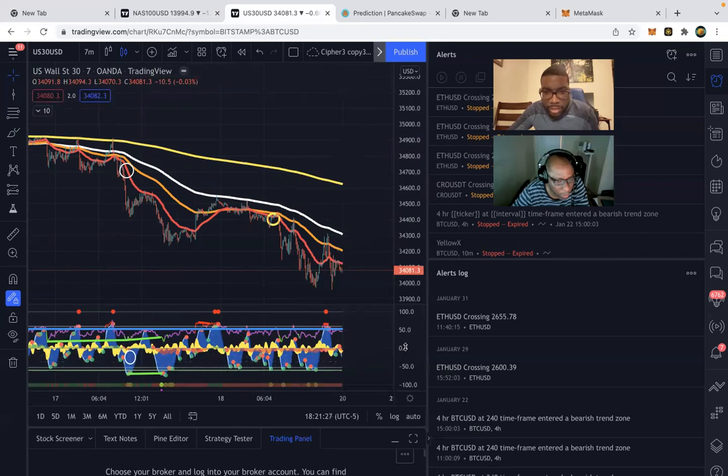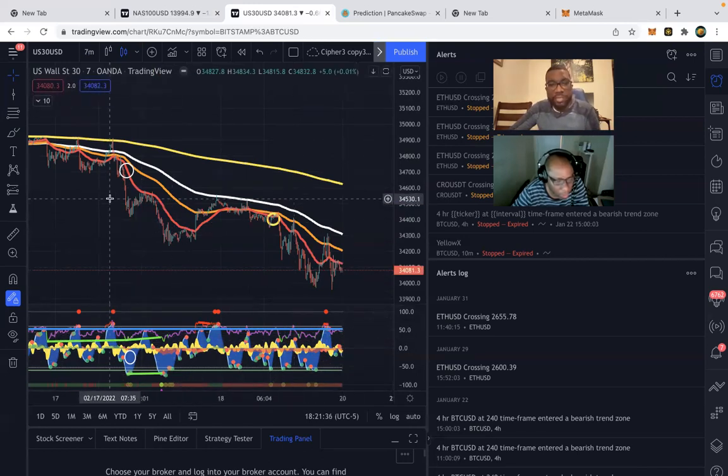And here's a trick too, right? You see the 0 line here? Below the zero line, bearish. Above the zero line, bullish. So those are confirmations.